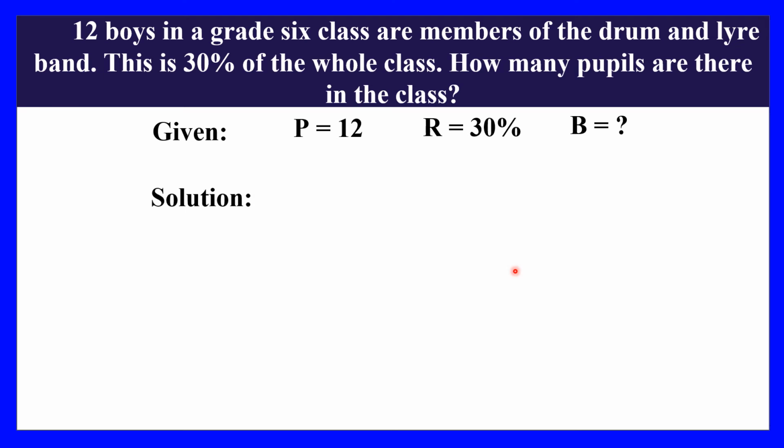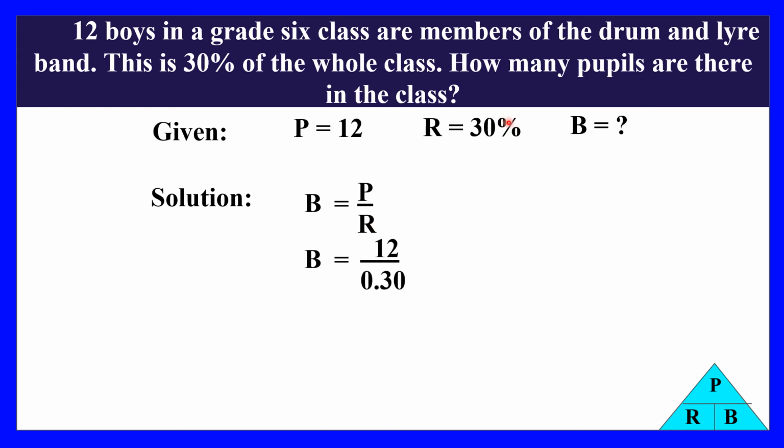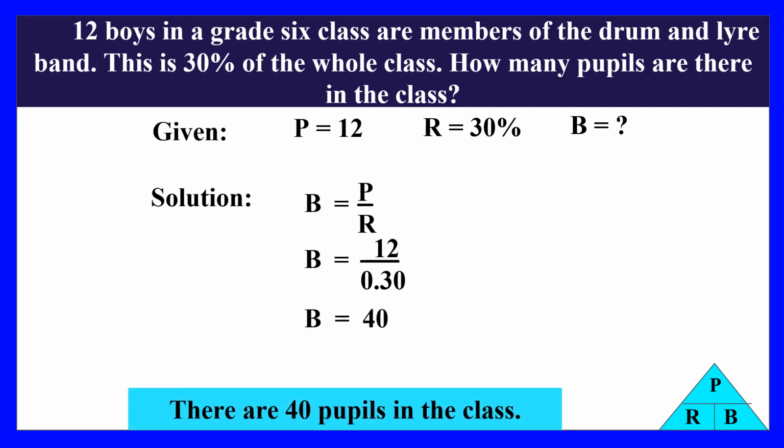So, solution, gamit ang Techan's triangle. Since nawala ang base, okay, we now use P over R. So, base is equal to P over R, and then substituting, you get ang P is 12 and then rate is 30, diba? So, this is 12 and then this is 0.30. Yan, kasi ginawa natin decimal. And then, solving, you have 40. So, there are 40 pupils in the class. Okay?